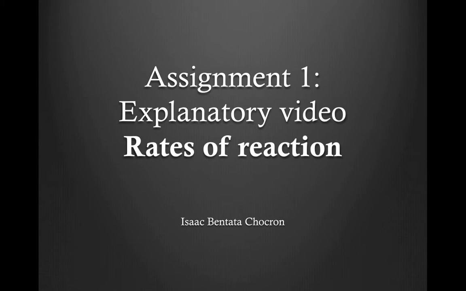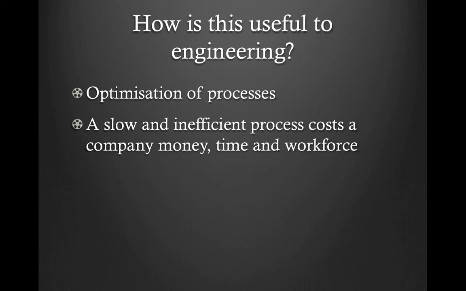Rates of reaction are extremely important to engineers, especially to chemical engineers. We aim to optimize processes to make them fast, or sometimes slow, and efficient. If not, it can cost us a lot of money and time. So a rate of reaction is basically how fast or slow a reaction is taking place.